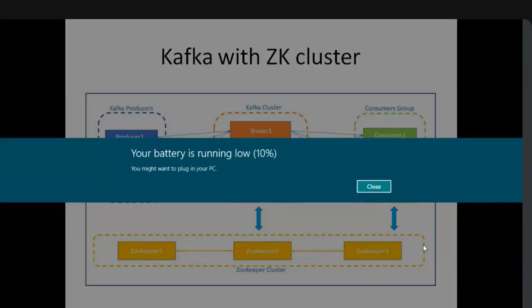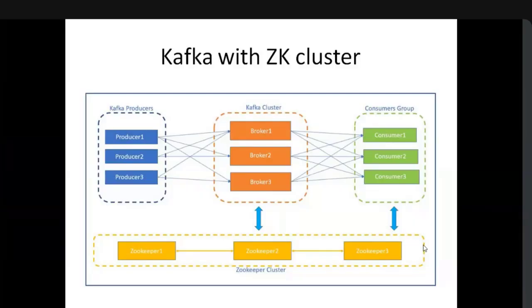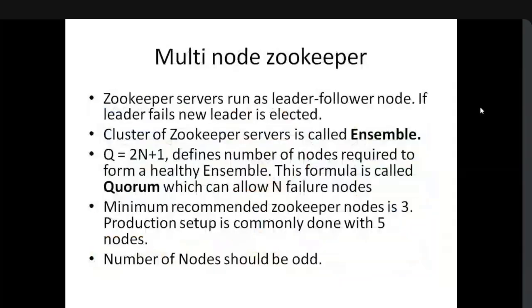Similarly, if you are creating a cluster with 3 nodes, again failure of 2 nodes, right? So this is quorum. Did you understand the difference between ensemble and quorum? Ensemble means nothing but the cluster, and it can have any number of nodes. But as per recommendation, your number of nodes should be derived using this formula, which is called quorum.